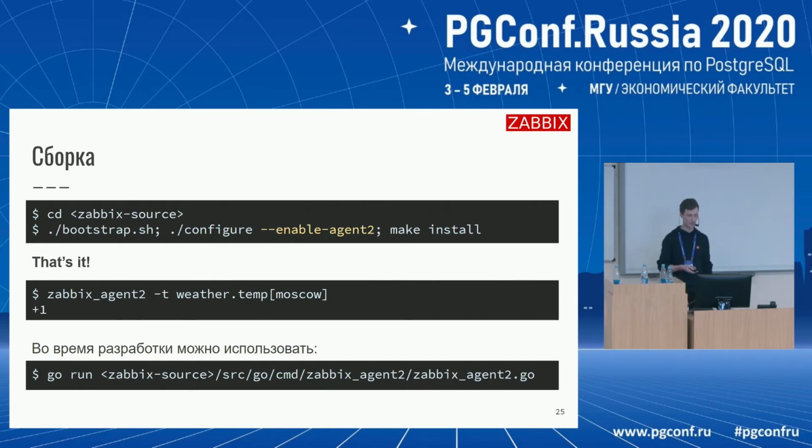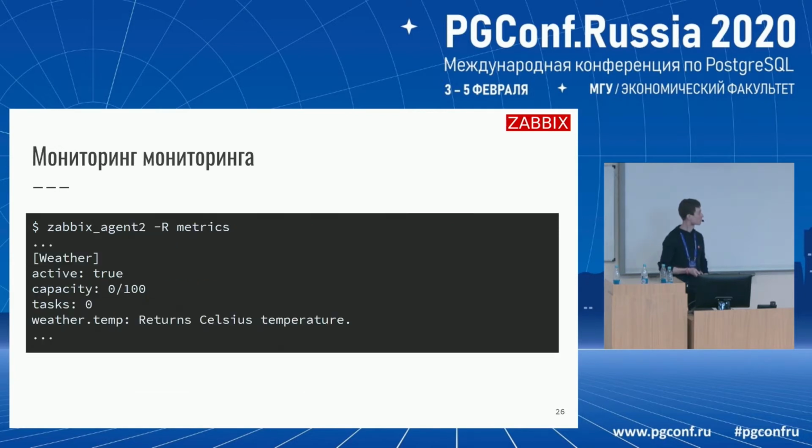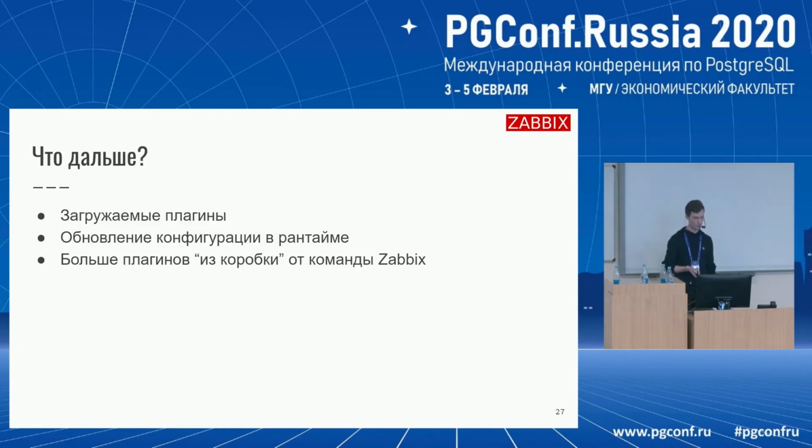Then, after compilation, you can just use the go run command to check whether the code is operational. Everything is very easy. Also, there's the runtime metrics command that can give you the status of all plugins and capacity too. Sometimes it is helpful. But this information should be enough to start experimenting and to start writing your plugins.